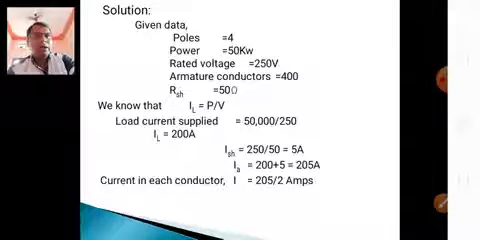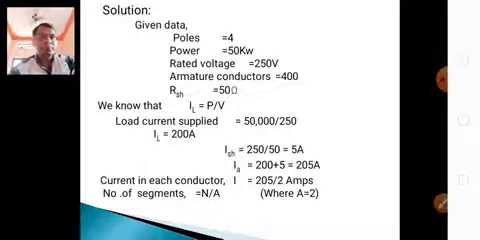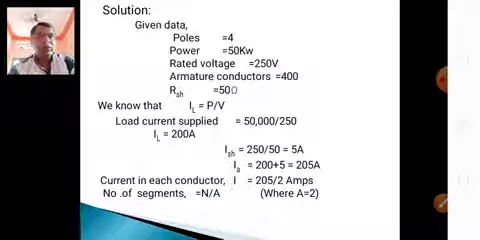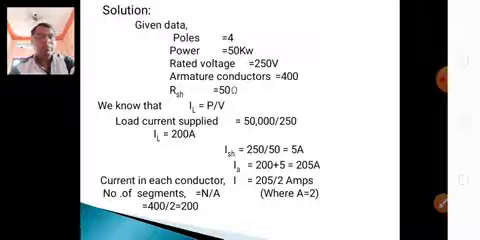The current in each conductor is IA by A, which is nothing but IA by 2 for wave winding. So the current in each conductor is IA by 2. The number of segments, where A equals 2 for wave winding, is equal to 400 by 2, that is the number of conductors by 2.